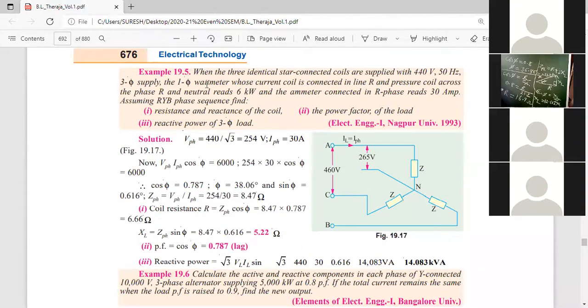Take down this problem. Example 19.5. Is it visible on the screen? Yes, sir, it's visible. Take down the problem, example 19.5.